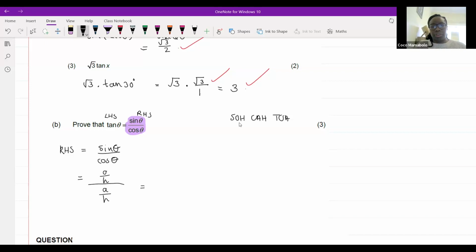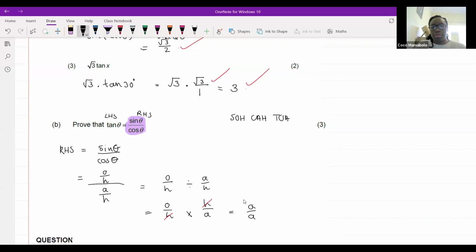Okay, if I simplify this, I should get opposite over hypotenuse divided by adjacent over hypotenuse. I'm going to do a little tip in times. Opposite over hypotenuse multiplied by hypotenuse over adjacent. The h's will cross cancel. Therefore, my final answer is opposite over adjacent.